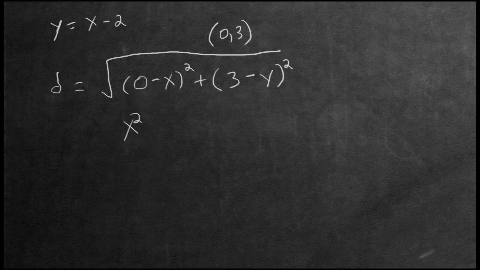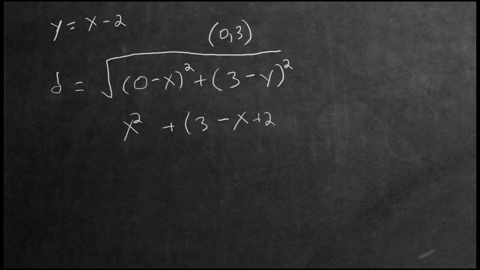So positive x squared, add, and what's going to be inside here? We're going to have 3 minus the y value, which we know is x minus 2. So that's essentially 3 minus x, and if you distribute the negative throughout, the minus 2 becomes positive 2. So it's going to look like this.